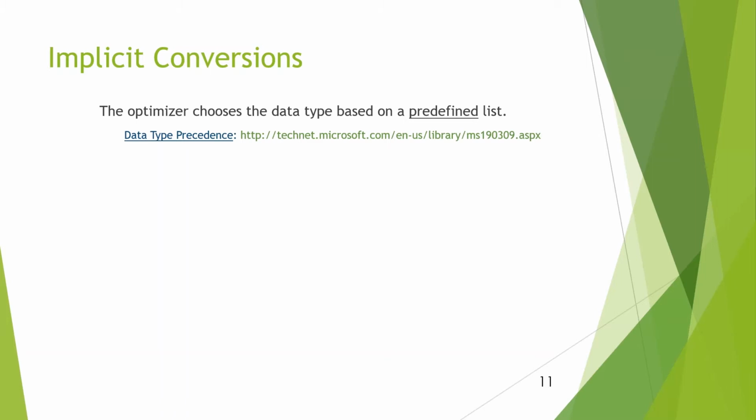Implicit conversions. These appear when you're comparing 2 columns with different data types, and you can Google data type precedence with the word TechNet, and it will provide you the list of precedents. It's just like math, where multiplication and division will occur prior to addition and subtraction if you don't use parentheses. In this case, you need to use either the CONVERT statement or the CAST statement. They behave for performance the exact same way.